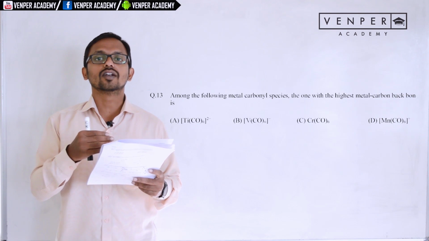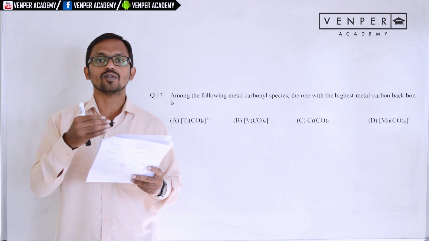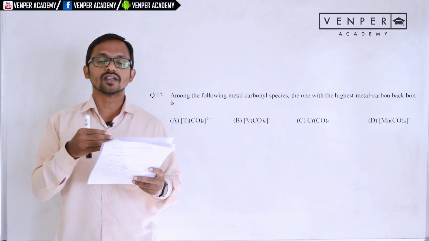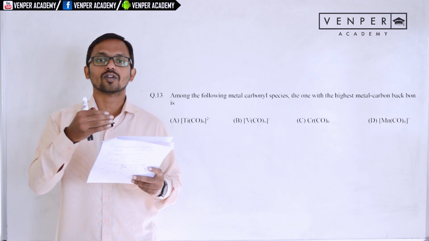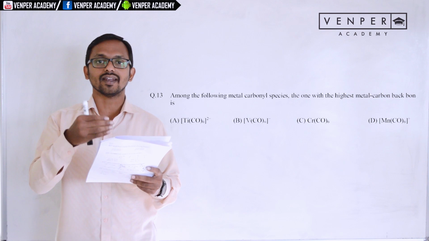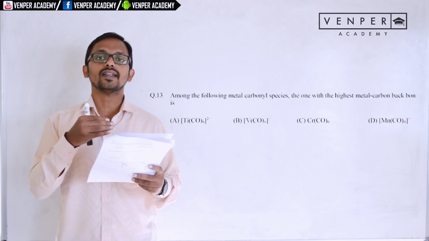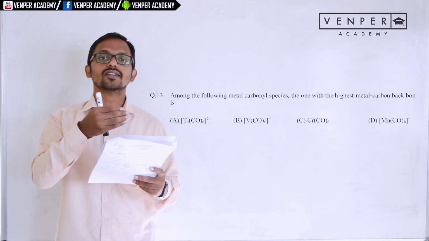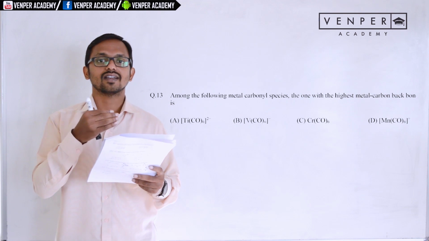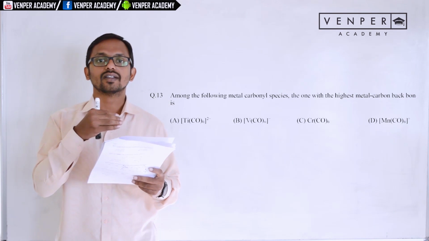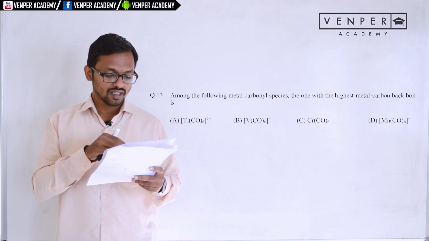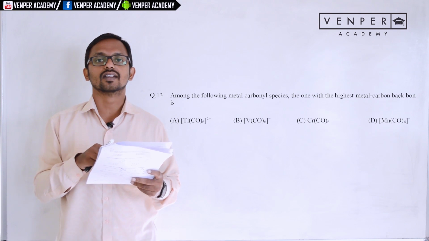Metal will have more electron density when it has more negative charge. In the given four options, option 1 has the more electron density because it has the 2 minus. That is the reason why it can donate electron density to the carbon. As a result, metal carbon back bonding takes place. So in the given four options, option 1 is the correct answer.